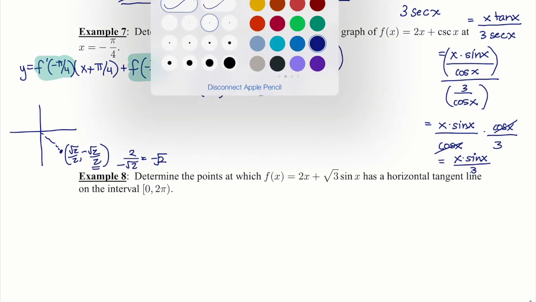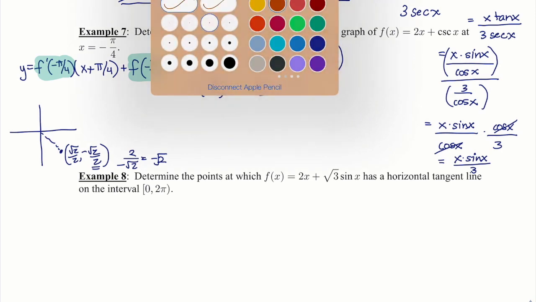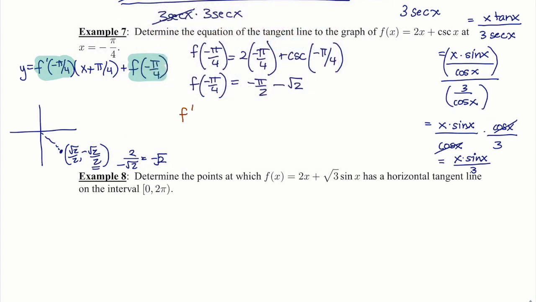And then for the derivative, first, before I plug in a value, I need to find the derivative at any value of x. So we'll have the derivative of 2x, which is just 2, plus the derivative of cosecant. Cosecant, that starts with a co, so I know it's going to be a negative. And it's negative cosecant of x times cotangent of x.